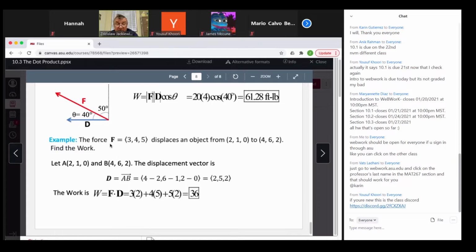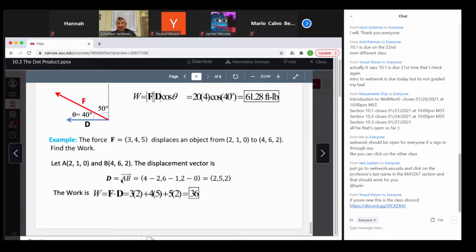The force, so that's a different example. The force F, so 3i plus 4j plus 5k, displaces an object from (2,1,0) to (4,6,2). So of course the displacement is the vector 4 minus 2 is 2, 6 minus 1 is 5, and 2 minus 0 is 2. So displacement vector, of course, is (2, 5, 2).